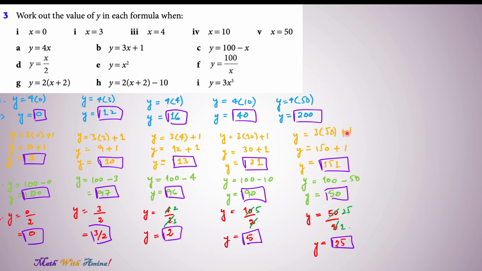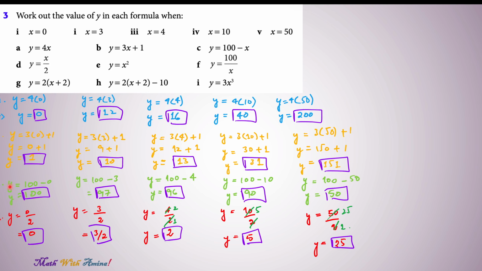This is what we get in our equation when we replace the variable with its value. So when x is equal to 0, y is equal to 1, because 3 multiplied by 0 is equal to 0, 0 plus 1 is equal to 1. When x is equal to 3, 3 multiplied by 3 is equal to 9, 9 plus 1 is equal to 10. When x is equal to 4, 3 multiplied by 4 is equal to 12, 12 plus 1 is equal to 13. When x is equal to 10, 3 multiplied by 10 is equal to 30, 30 plus 1 is equal to 31. 3 multiplied by 50 is equal to 150, 150 plus 1 is equal to 151.